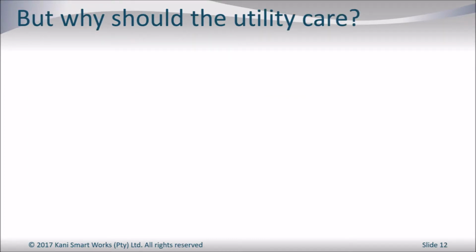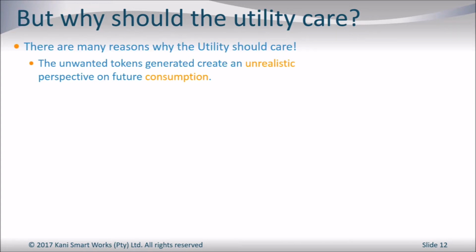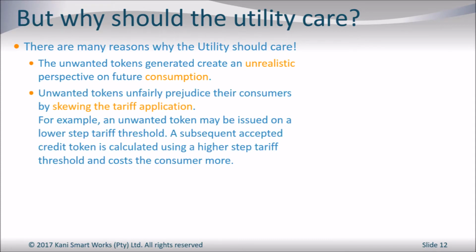But why should the utility care? Surely this is the vendor's problem. Well, there are many reasons why the utility should care. The unwanted tokens generated create an unrealistic perspective on future consumption. Unwanted tokens unfairly prejudice their consumers by skewing the tariff application. So, for example, an unwanted token may be issued on a lower step tariff threshold, and then a subsequent accepted credit token is calculated using a higher step tariff threshold and now costs the consumer more.